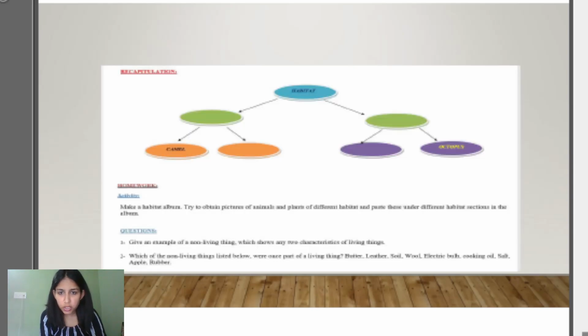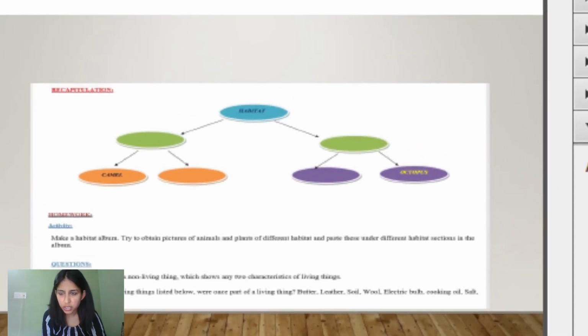Yes, so we'll be doing a quick recap of what we have discussed till now. I'll be zooming it a bit so you will be able to see it clearly.